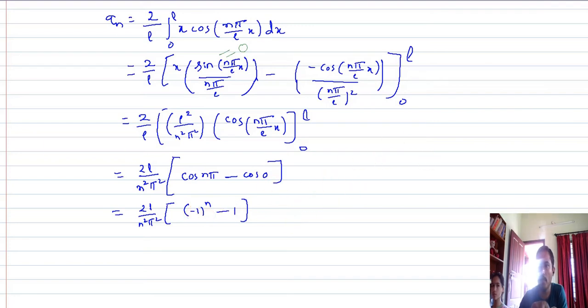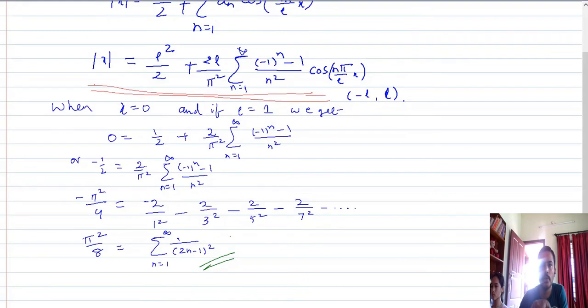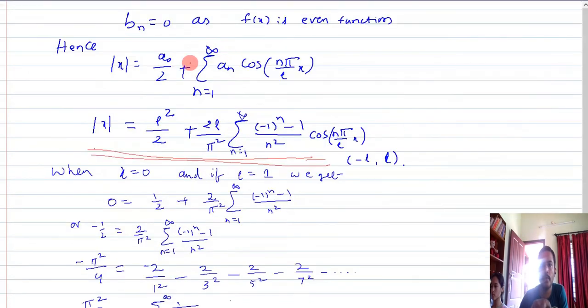Then anyway we know that bn is 0. Therefore, since f of x is even, we get mod x as a0 by 2 plus summation of an cos n pi x by L. The expansion is this between minus L and L.